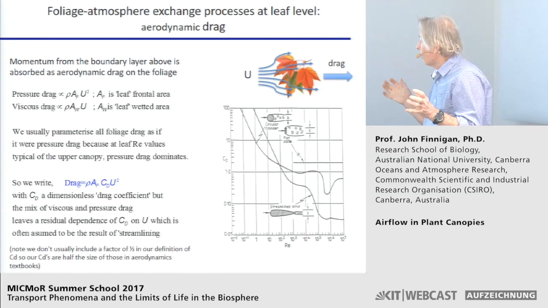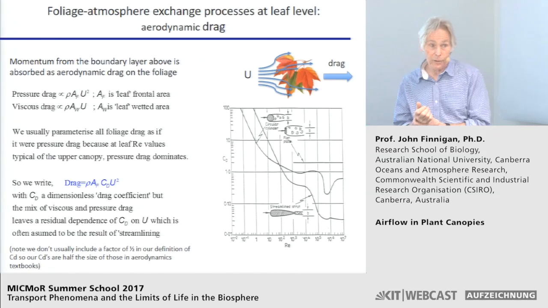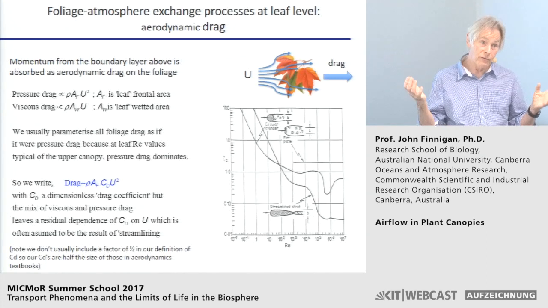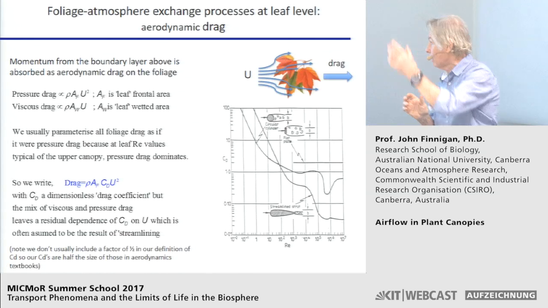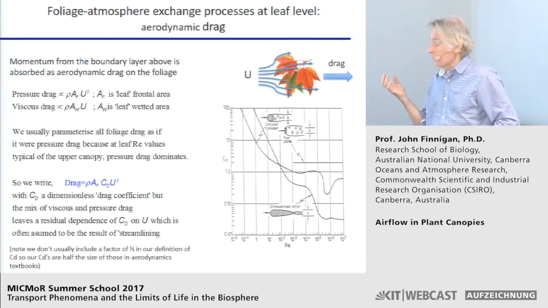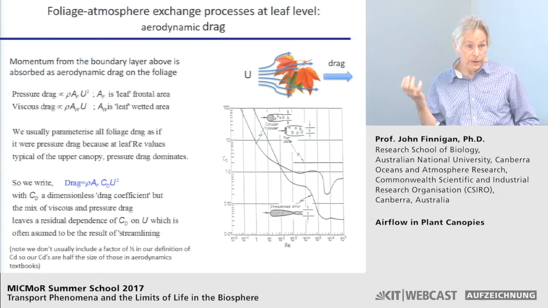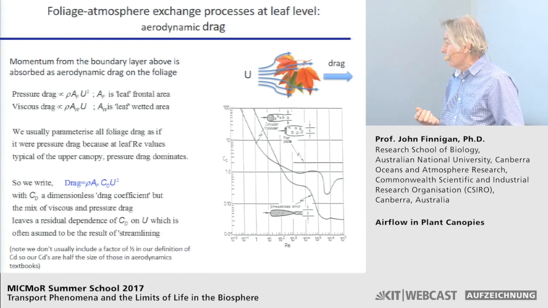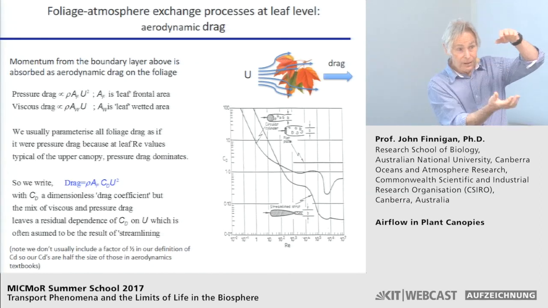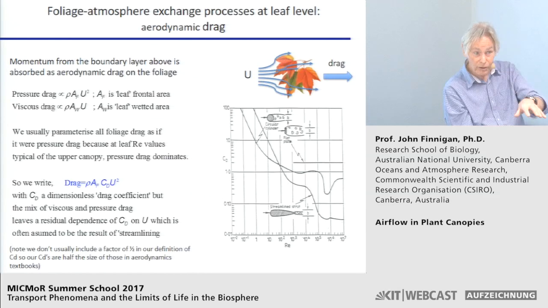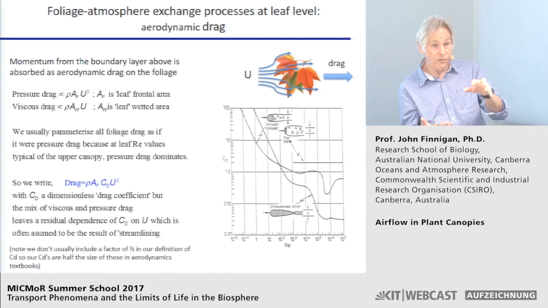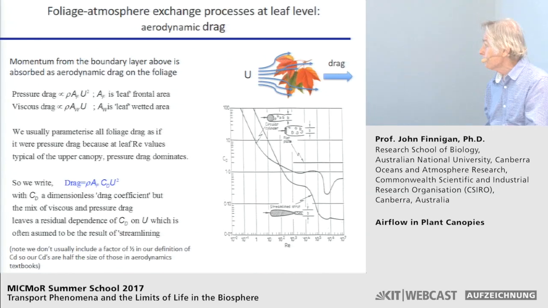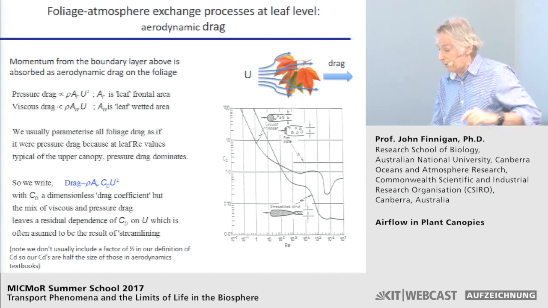So we usually parameterize all the foliage drag as if it was pressure drag, because at the kind of Reynolds numbers that we find in the open air, the leaf Reynolds number values typical of the upper canopy suggest that pressure drag dominates. But of course, the canopy has an exponential profile, and in the lower canopy, the actual Reynolds numbers of individual leaves can be quite low. So there's always a viscous drag term as well.